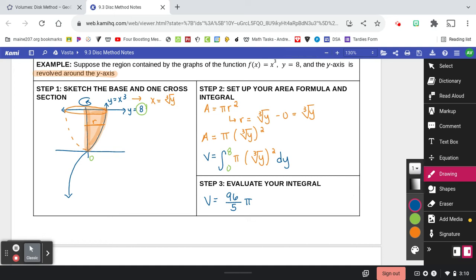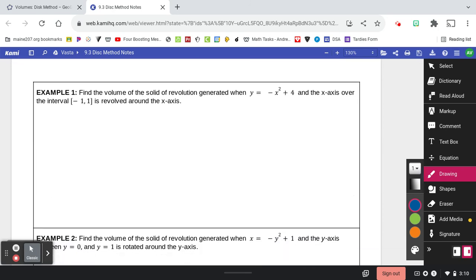Next, let's take a look at number 1 for our examples here. In each of these examples, we're going to have to read the directions carefully, decide if we're integrating with respect to x or with respect to y, and then make sure that we sketch a picture and set up our volume formula appropriately. For example 1, it says find the volume of the solid of revolution. Right away, I'm seeing solid of revolution, so I know my slices are all going to be circles.